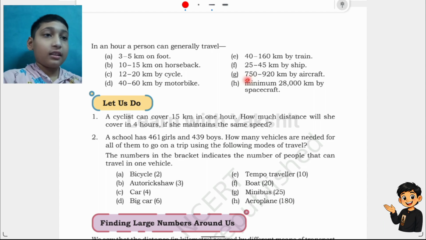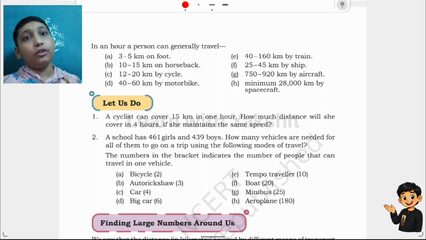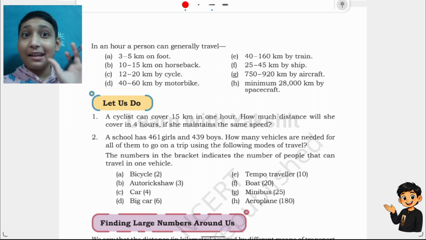G. 750 to 920 kilometers by aircraft. And H. Minimum is around 28,000 kilometers by spacecraft. Yeah, that fast is a spacecraft. That's really, really fast.